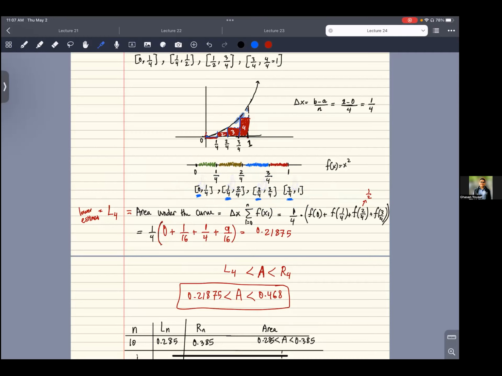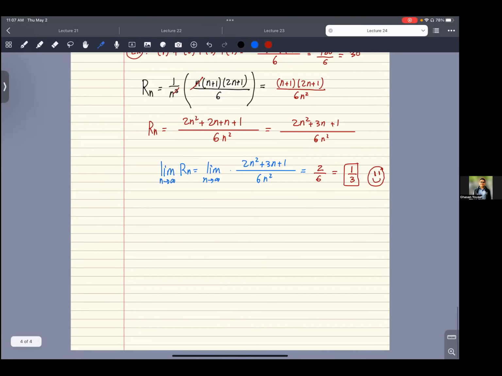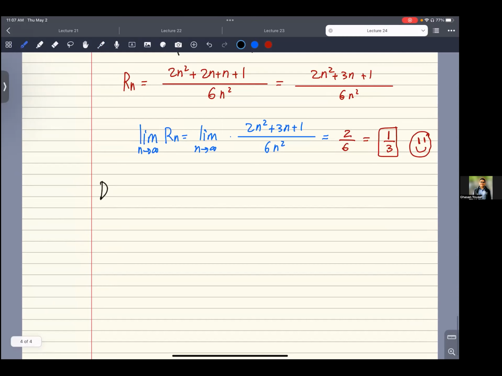The midpoints are called the sample points in this section. The midpoints inside the subinterval are called the sample points. It is a point inside the subinterval to find the area. Make sense? Okay. Before I talk about the sample points, I'm going to give you the definition of these things.